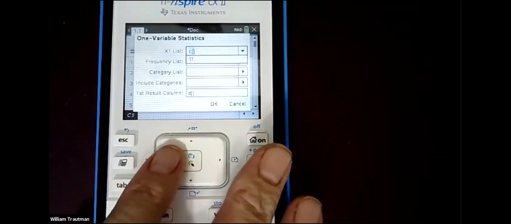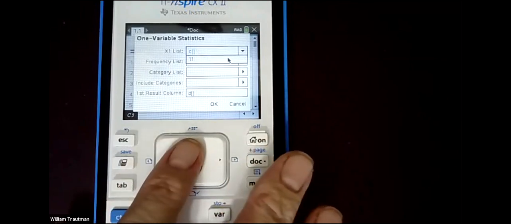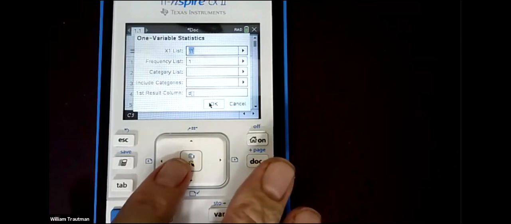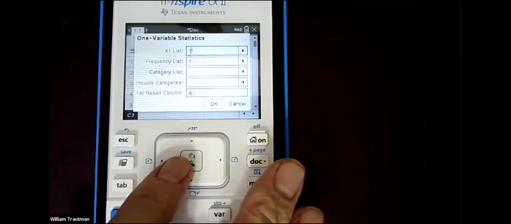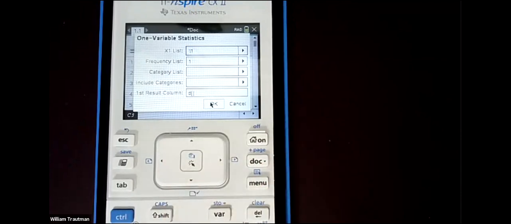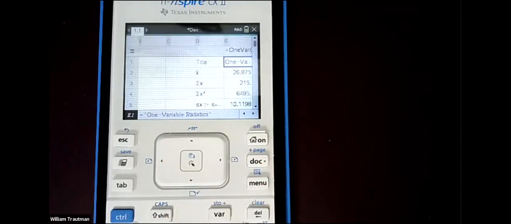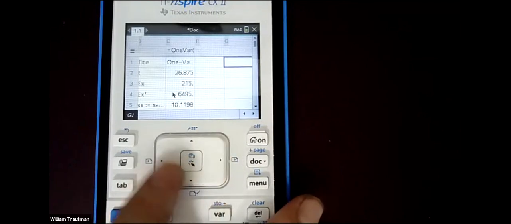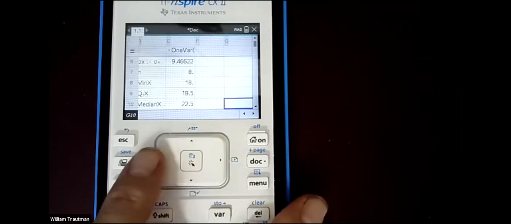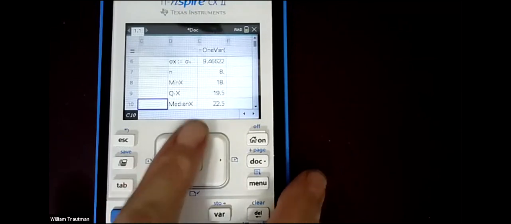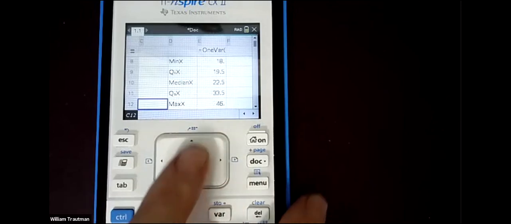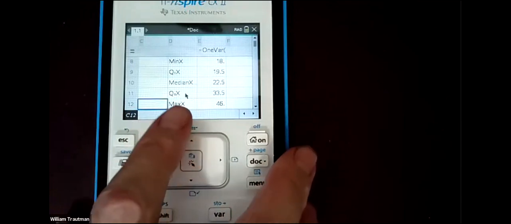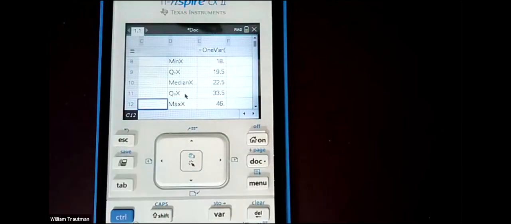L1. L1. And then I hit enter. A couple of people have the answers already. I'm going to bring it over to the right a little bit and scroll down. Do you see there's the 5-number summary? If I scroll: minimum, Q1, median, Q3, and then maximum. That's the 5-number summary.